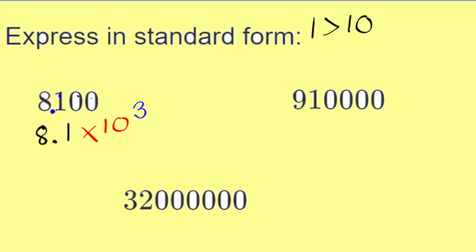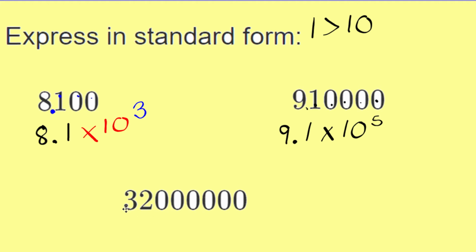So the next one, we're going to put the point in. It's got to be between 1 and 10. So if I put it there, that's 91, which is greater than 10. So I need to put it there. So 9.1 times 10. That bit's always the same. To the power of, here's our point, 1, 2, 3, 4, 5. So 9.1 times 10 to the power of 5.